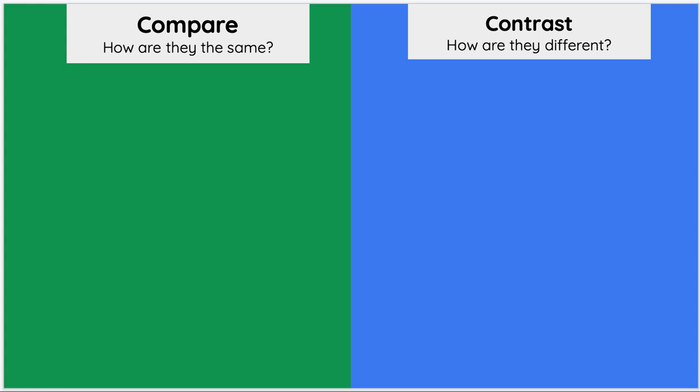For extra bonus points, make a T-chart like the one you see. How are they the same? Compare. How are they different? Contrast.